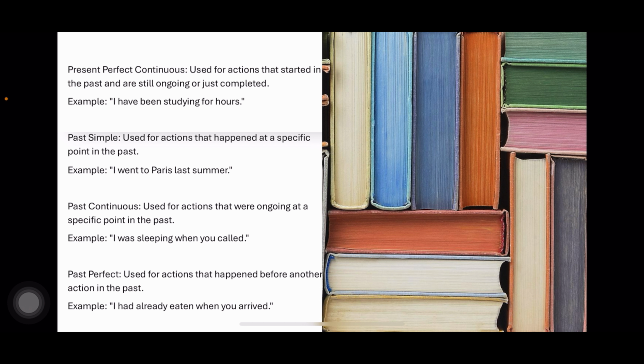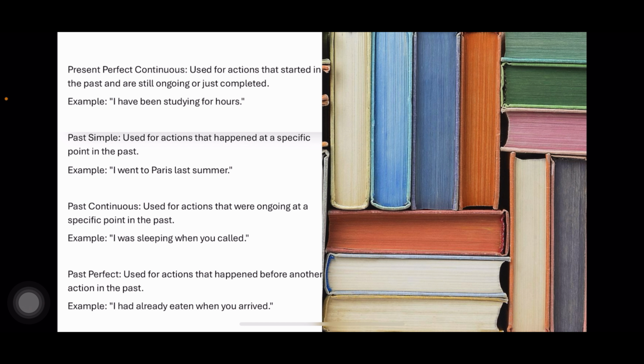Present perfect continuous. It is used for actions that started in the past and are still going on or just completed. Example, I have been studying for hours. I have been doing this work for almost close to 9 hours. So, it is present, perfect and continuous.